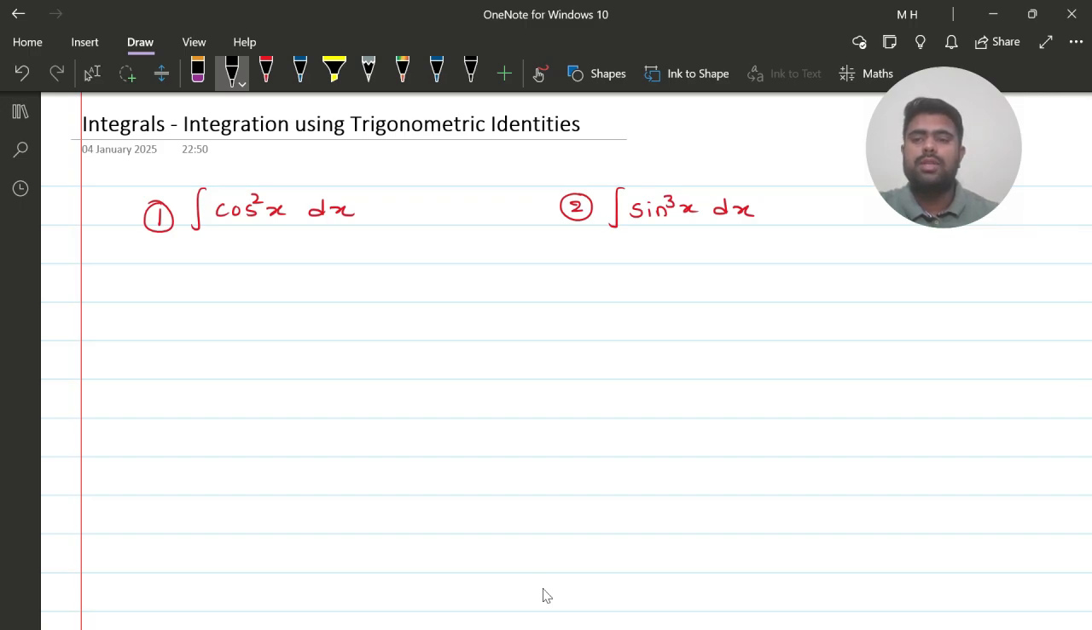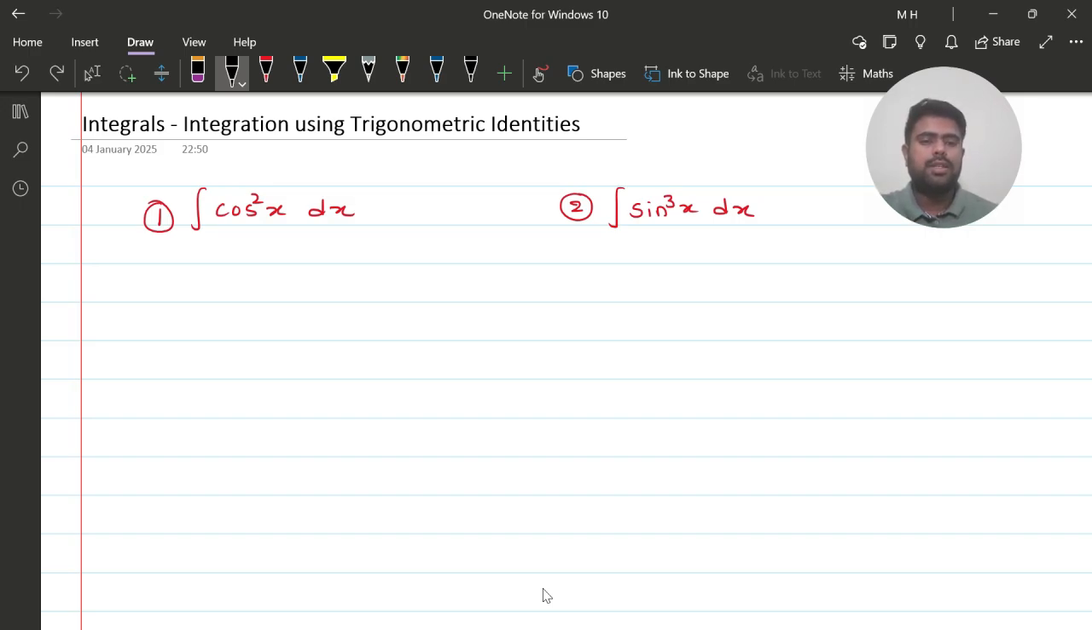When you look at the first question, I have categorized the questions here. If you look at the first and second questions, these are trigonometric functions raised to some power, right? We know the integral of cos x and sin x, but we don't know the integral of cos square x, right?